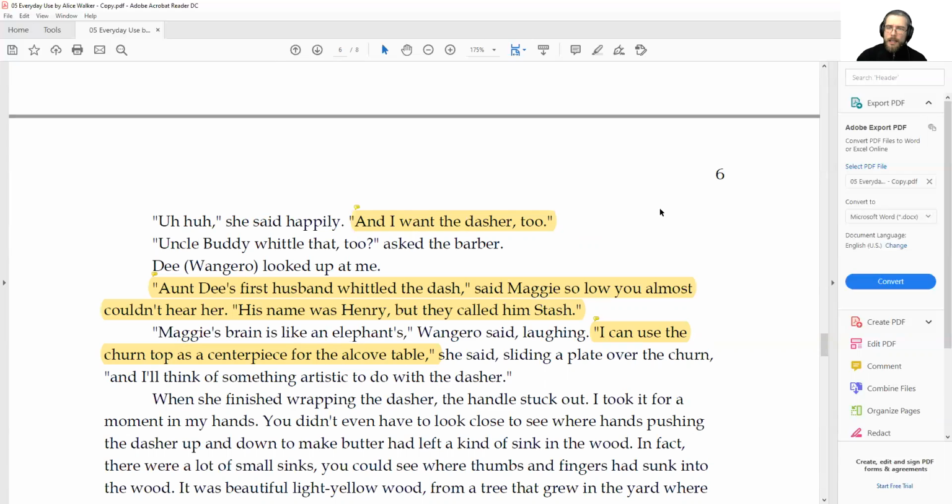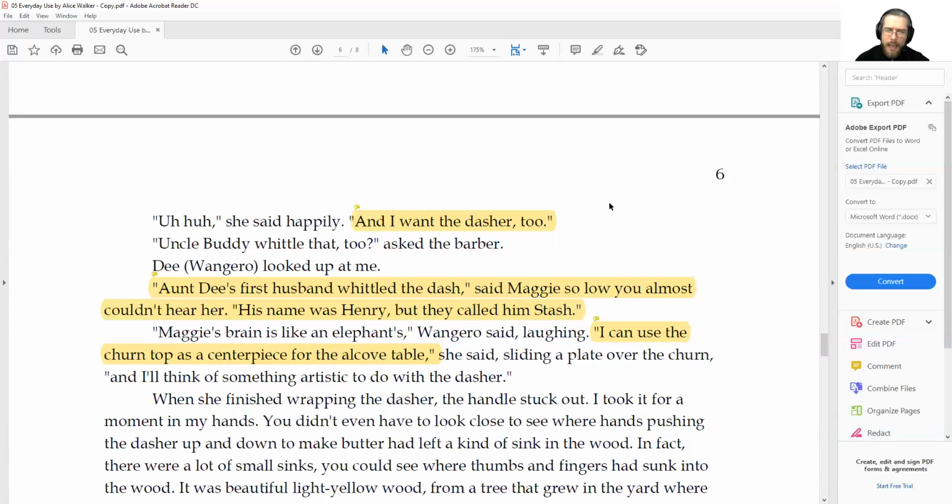Now, Maggie responds to this request, and I want the dasher too. I want that and that and that and that. I want everything that you've got. So I can put it on my mantelpiece. I can show it off. I can show it off to my friends to show them where I came from, how much I overcame.